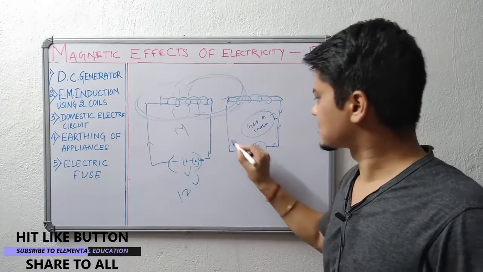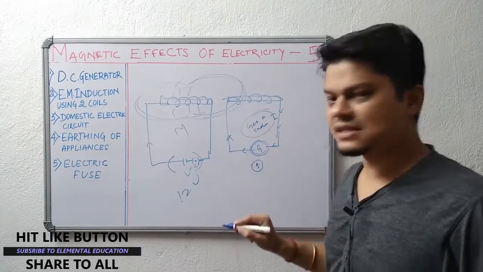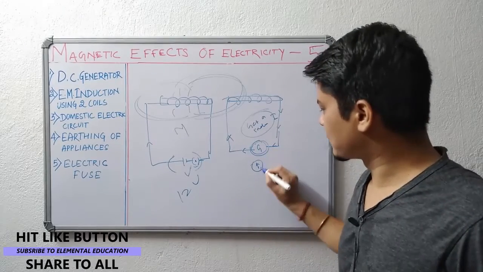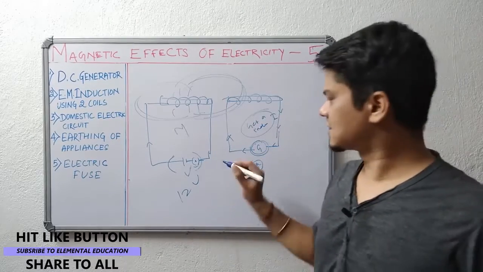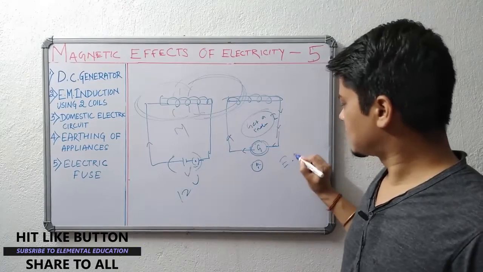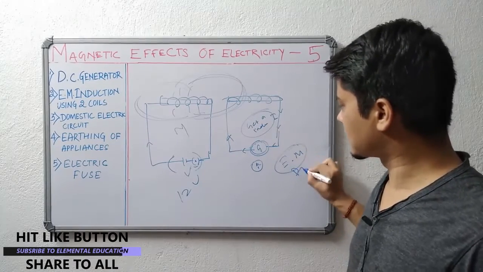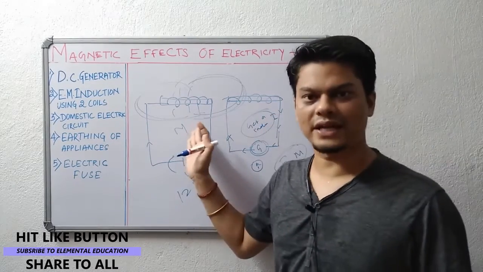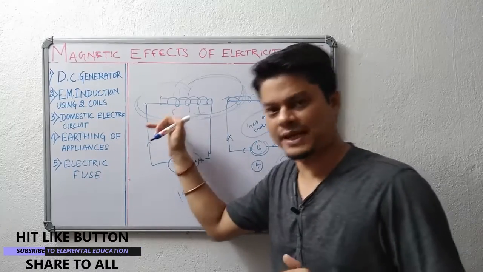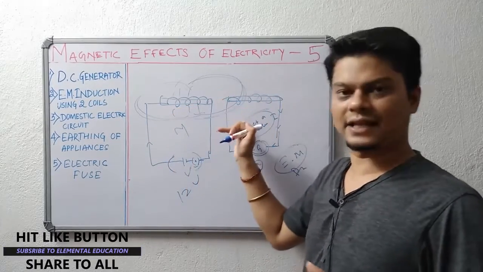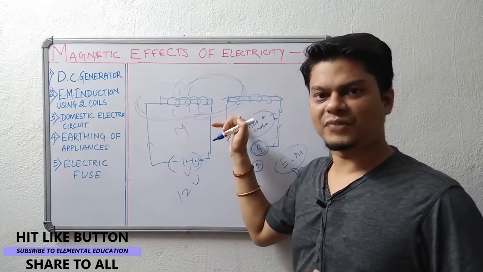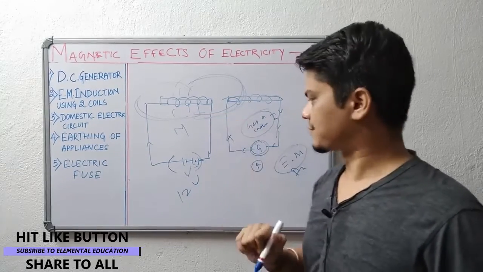This instantaneous induced current passes through the galvanometer, so the galvanometer gives a deflection. This is known as electromagnetic induction. This current is induced due to this magnetic effect, right? Electricity causes this magnetic field, and this magnetic field again causes an electric current to be induced.